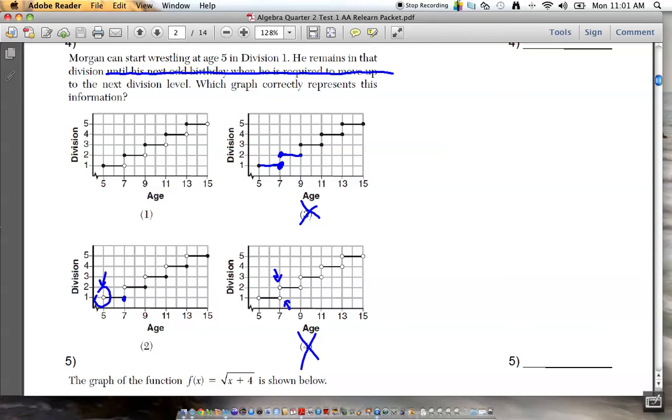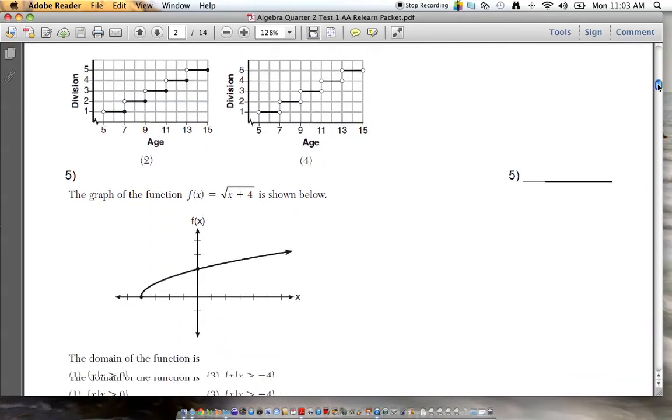Now let's take a look at choice 1. He's going to stay in here, stay in here, stay in here, stay in here. Now he hits his odd birthday. He's no longer in that set. That's why it's an open circle. He jumps up, and now he's in Division 2 until his next odd birthday. Then he jumps up. Now he's in Division 3 until his next odd birthday. Then he jumps up, and so on. So choice 1 is the correct answer for this guy.